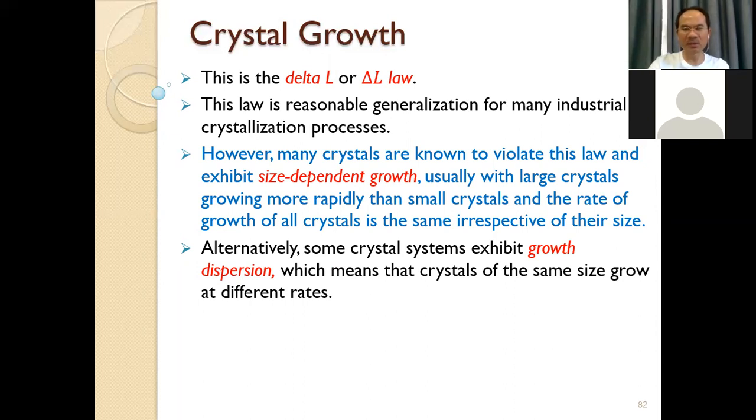Growth dispersion means that the same site grows at different rates in some crystals. So sometimes there is site-dependent growth, where different sites grow at different rates, and also the same site grows at different rates. We call it growth dispersion.